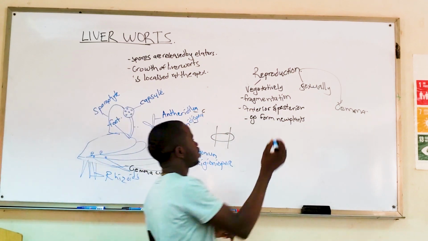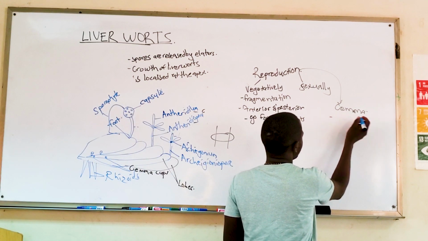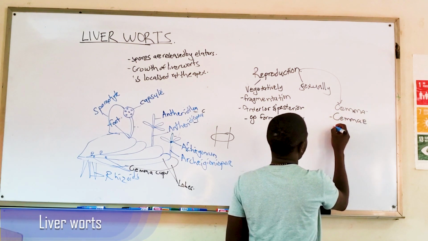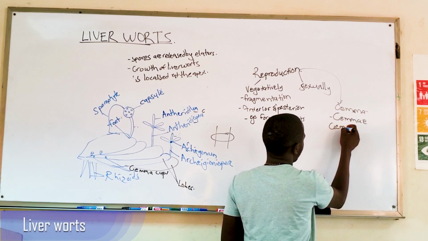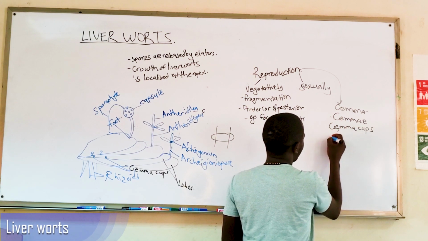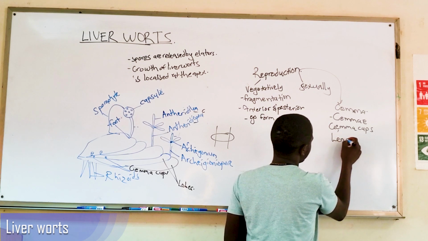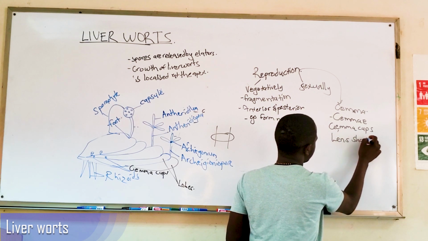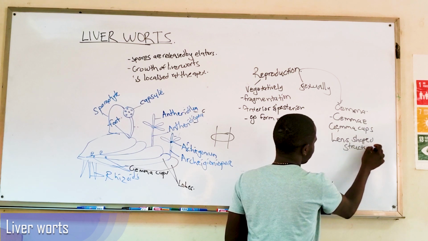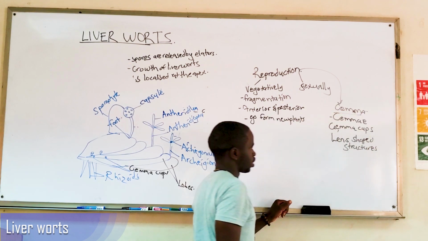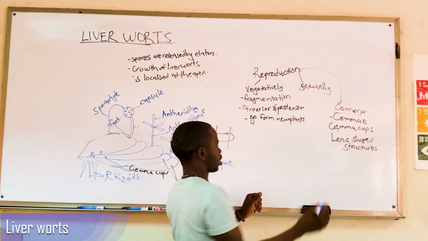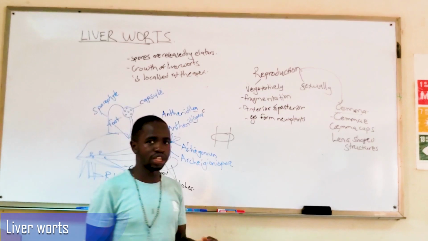However, sometimes these liverworts can form gemmae, which are found in what we call the gemma cups. These gemma cups are lens-shaped structures, and these lens-shaped structures house the gemmae. And these gemmae are formed when the conditions are unfavorable, especially during the dry season.